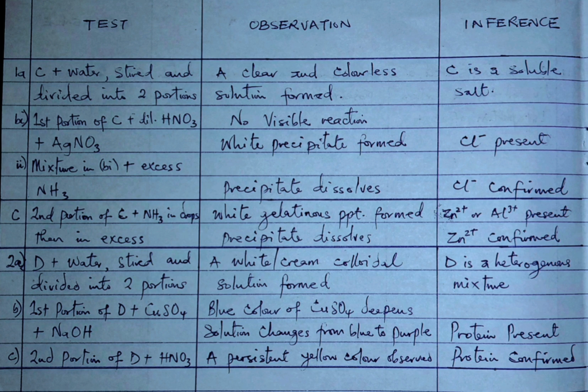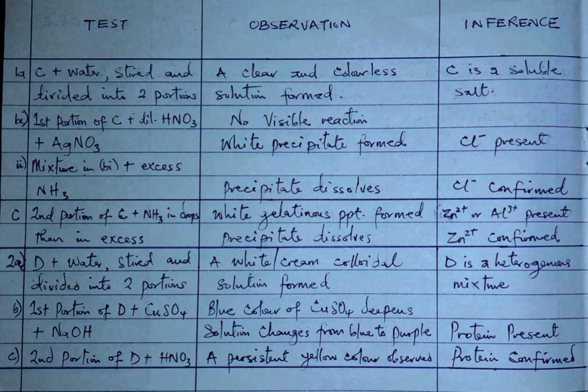And when this is formed, we suspect that it could be zinc, Zn2 plus, or aluminum, Al3 plus ions that are present. So we infer that since the white gelatinous precipitate is formed when it reacted with ammonia, it may either be zinc ion or aluminum ion. But let's confirm which one it is, because it can't be both of them. So we add the ammonia now in excess, not in drops anymore. And when we add it in excess, we discover that the precipitate dissolves.